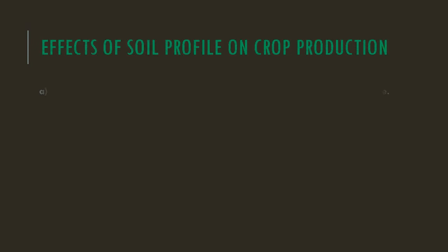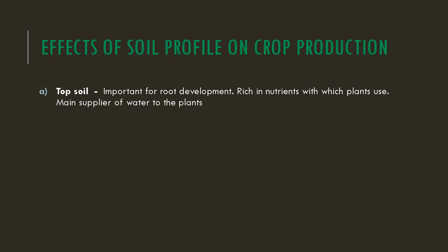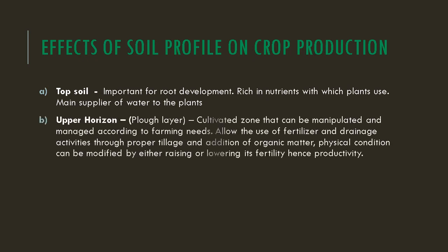This is a very important subject, and we can say that topsoil is very important for development because it is rich in nutrients with which plants use. It is actually the main supplier of water to the plants, because it is at this point where the roots obtain their nutrients from the soil, and that's why we refer to this as a very important part of the soil profile. Then we have the upper horizon, or the plow layer.